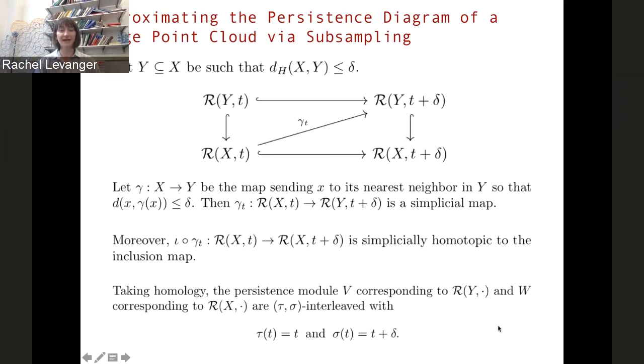And so you're going to have an interleaving at the level of the homology vector spaces with your tau translation map. This is the one going from top to the bottom, and it is the identity, so those indices don't change. Then the sigma translation map, in order to go from bottom to the top, you have to advance the index up by delta. So sigma is going to be t plus delta.